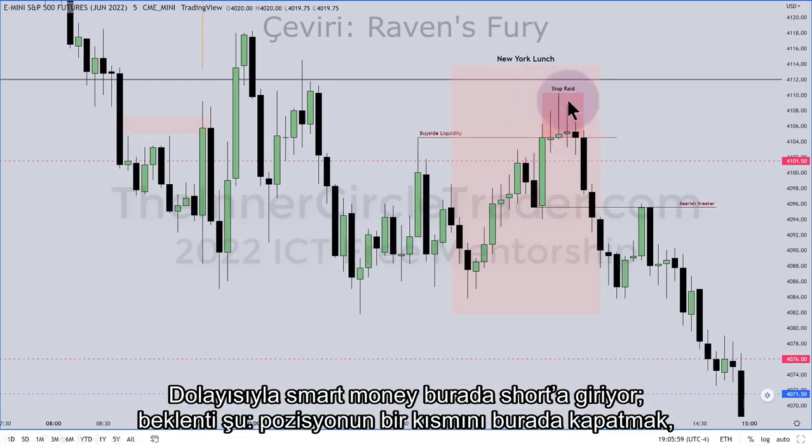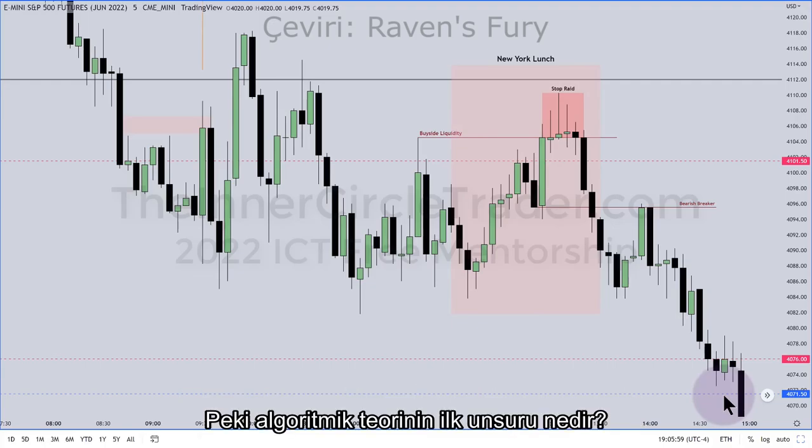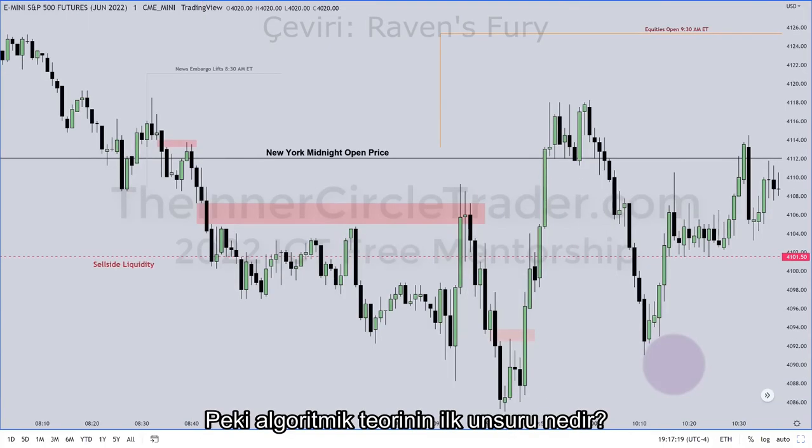So smart money goes short here with the expectation that they can take off a portion here back to an old low of 470 and then 440 and then into that fair value gap on the daily chart. Now, what's the first element to algorithmic theory?